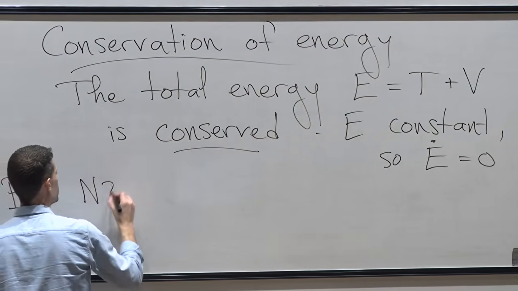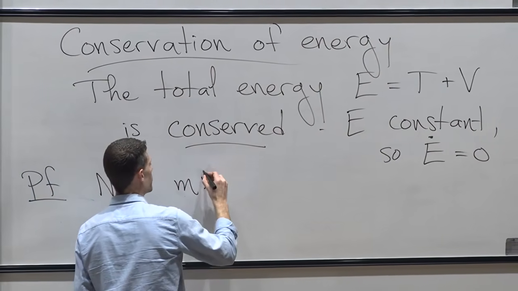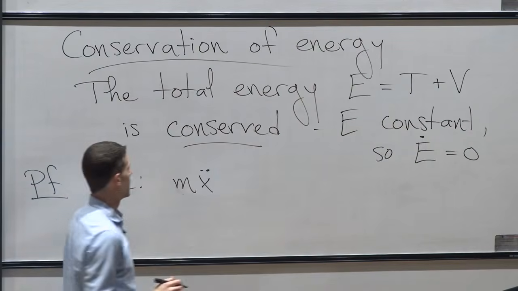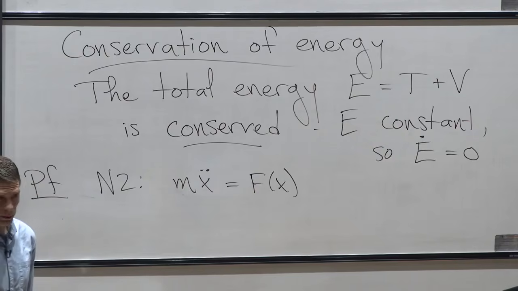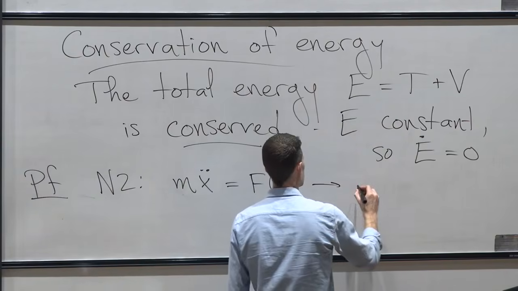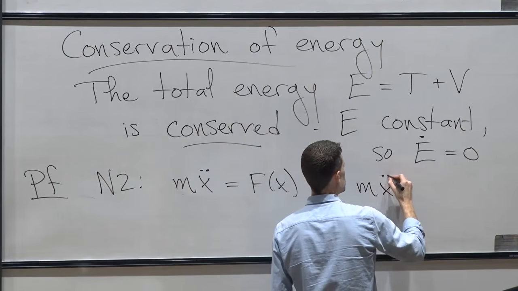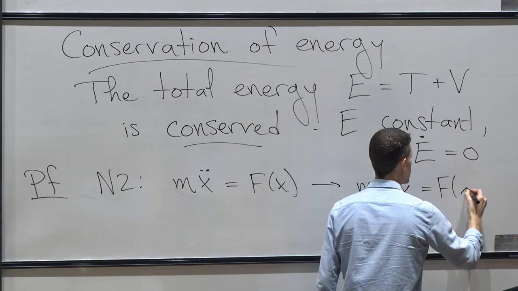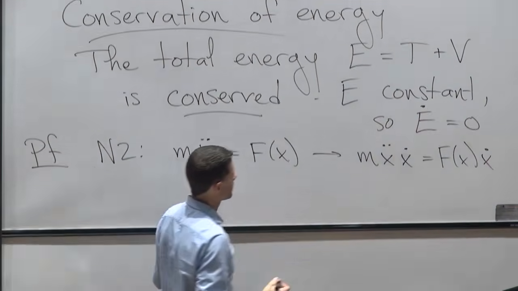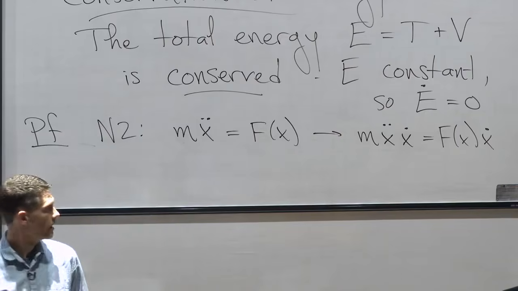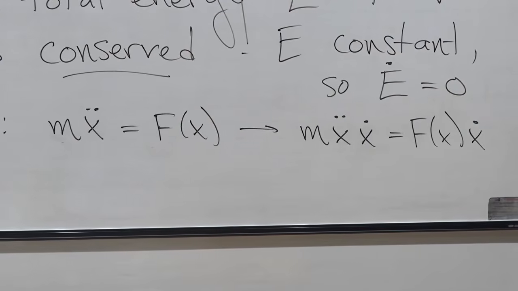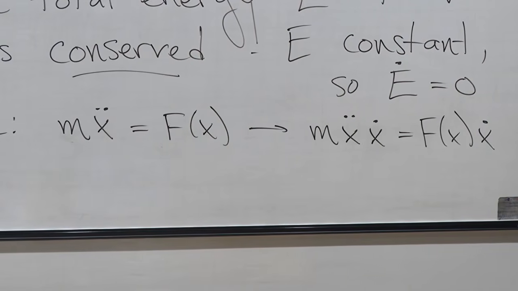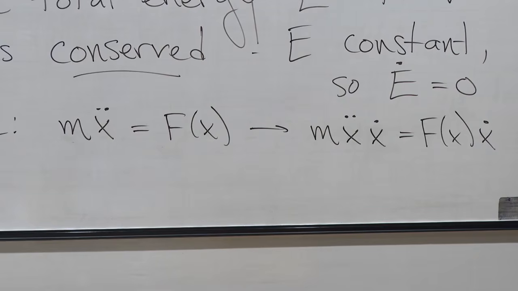If I start from Newton's second law, which says that in this 1D setting, you can do this in 3D as well, we'll do that later, m x dot dot is F of x. I want to take that equation and multiply both sides by x dot. And now I'm going to recognize that the left-hand side is d/dt of one half x dot squared, times m. And the right-hand side is minus d/dt of V of x, because V is the antiderivative of F, and I've pulled an x dot through the chain rule.